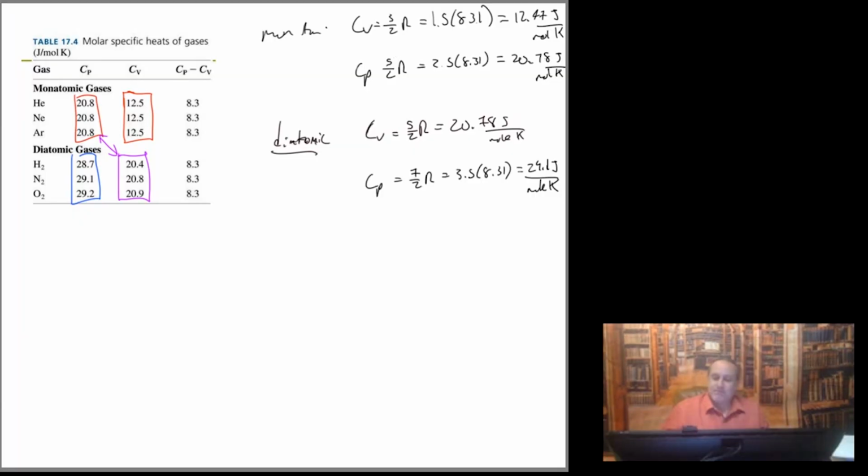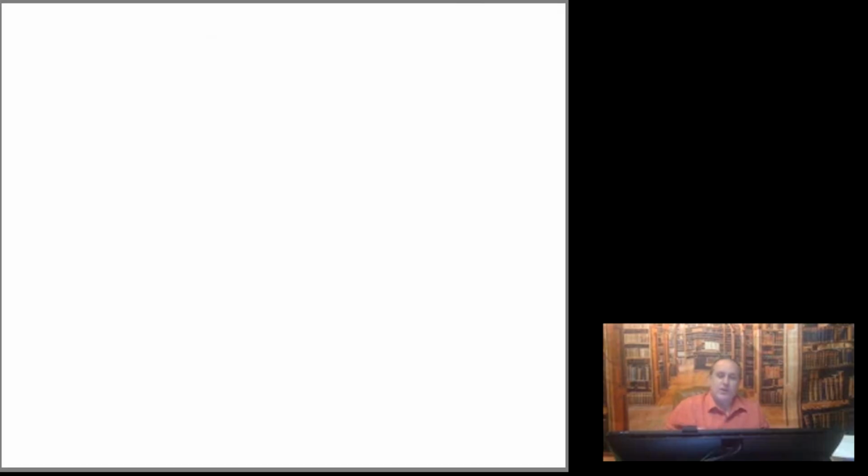So, okay. Let's take a look at our last two processes. The next process is known as isothermal.